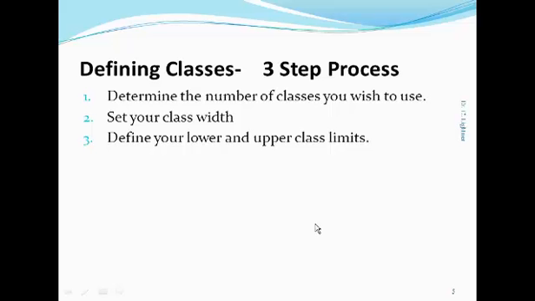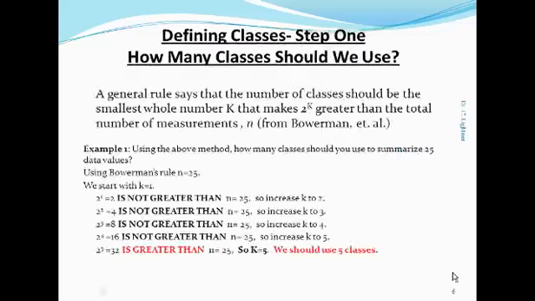Here, we define a three-step process for defining classes. In step 1, we should determine the number of classes that we want to use. As previously mentioned, we don't want to use too few or too many classes. Step 2, we should set our class width value. And in step 3, we actually define the lower and upper limits for our classes. First, let's focus on step 1, determining the number of classes that we should use.